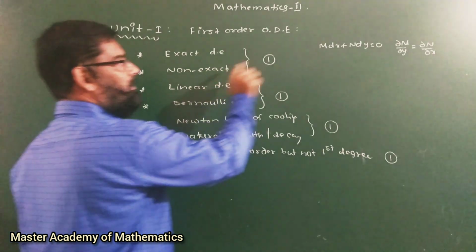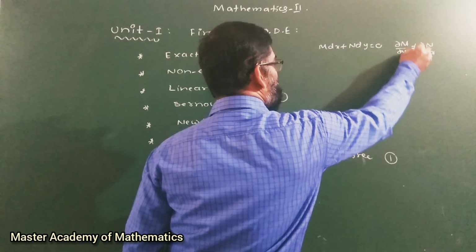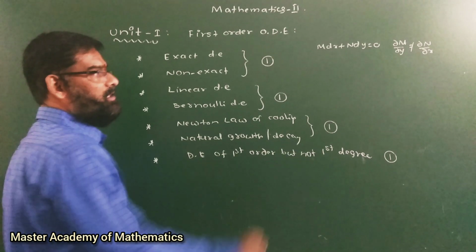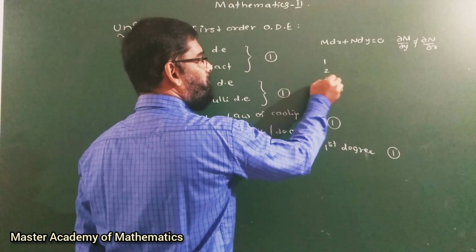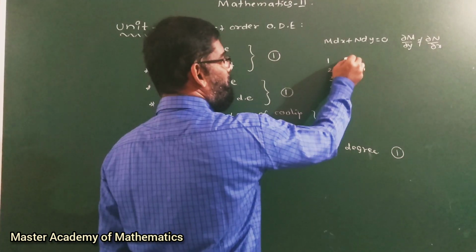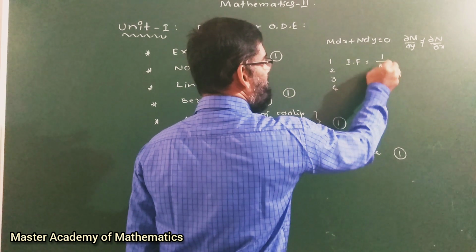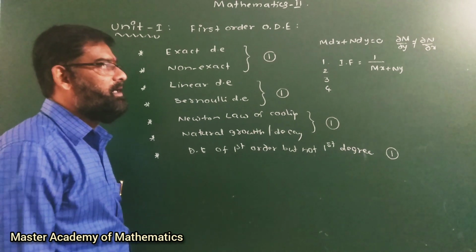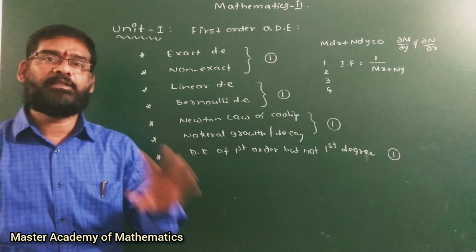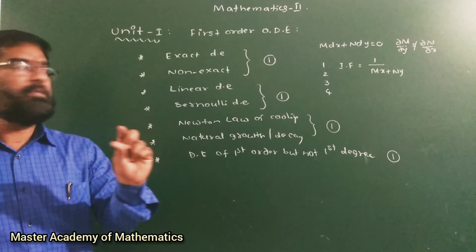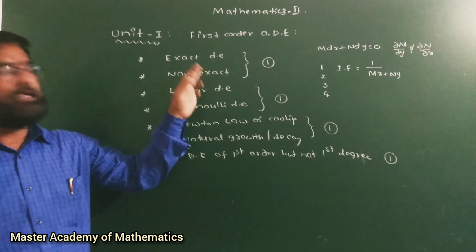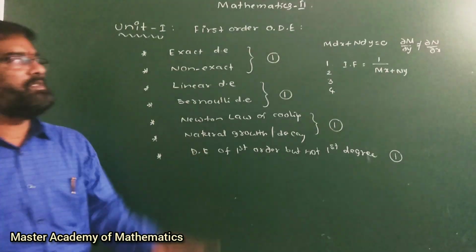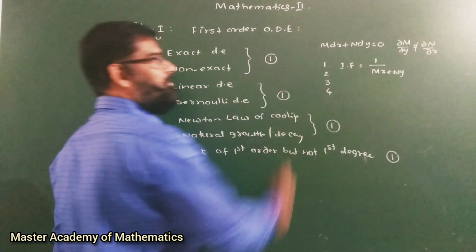Corresponding to non-exact, it looks in the same form, but dou M by dou y is not equal to dou N by dou x. Under that non-exact differential equation, we have 4 methods. When you look at the first method, you calculate the integrating factor 1 divided by Mx plus Ny. This method is applicable when the non-exact differential equation is homogeneous. Homogeneous means the sum of the powers of the variables is the same throughout the expression. If the powers are the same, it is homogeneous. In that case, you can apply your first method.